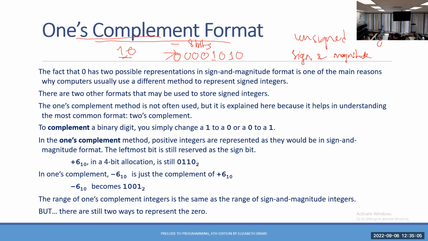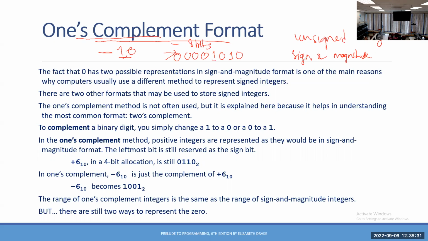But what happens if I want to convert negative 10 here into the 1's complement? What do you think? What number do I have here? Is it 1 and then 1, 1, 1, 0, 1, 0, 1?